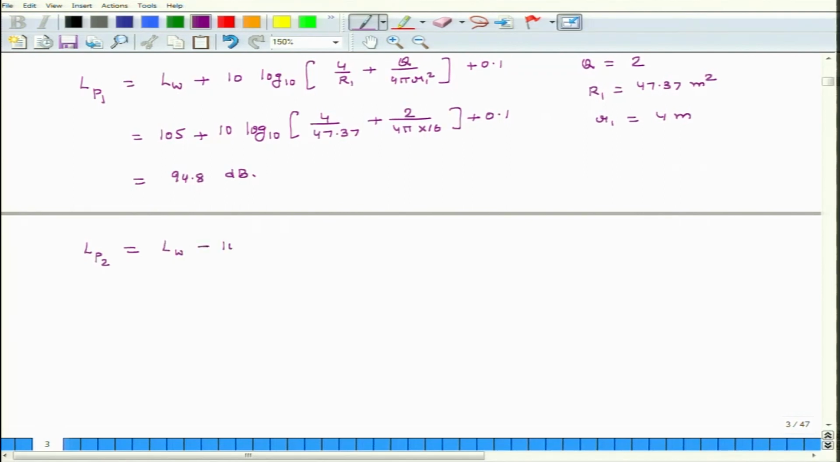So, the first equation is LW minus 10 log of R1 plus 10 log 10, this is also base 10, of 4 SW divided by R2 plus 1, minus TL plus 0.1.